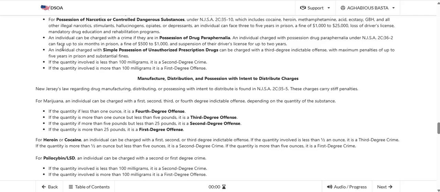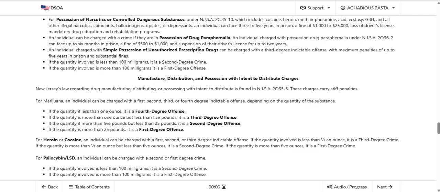An individual can be charged with a crime if they are in possession of drug paraphernalia. An individual charged with possession of drug paraphernalia under NJSA 2C:36-2 can face up to 6 months in prison, a fine of $500 to $1,000, and suspension of their driver's license for up to 2 years.